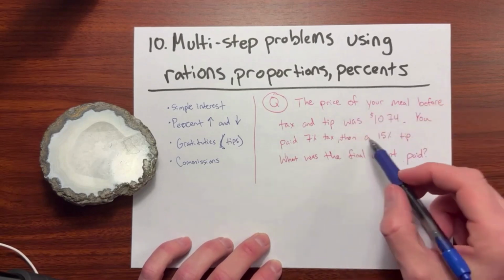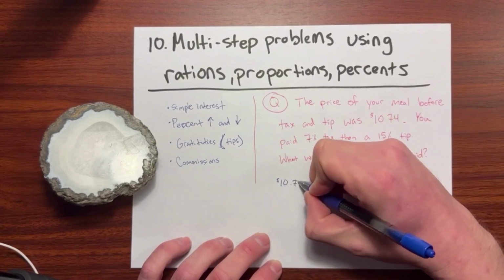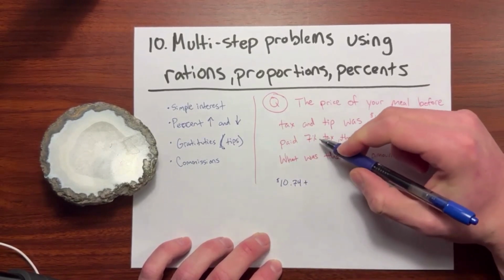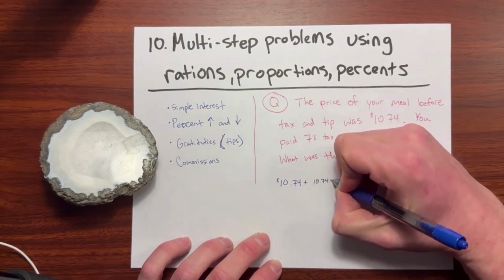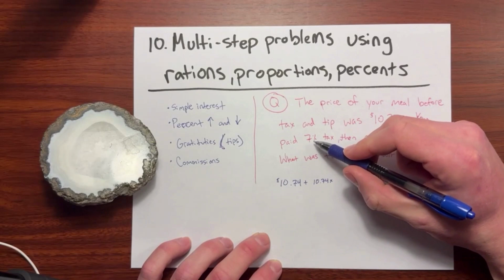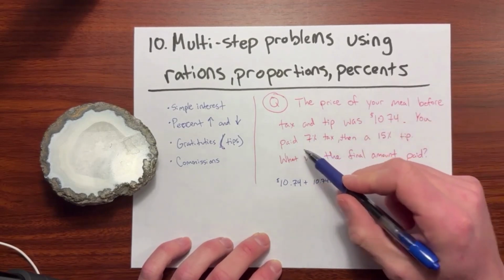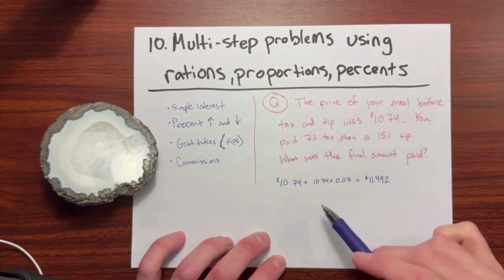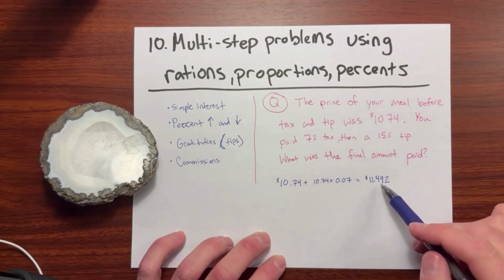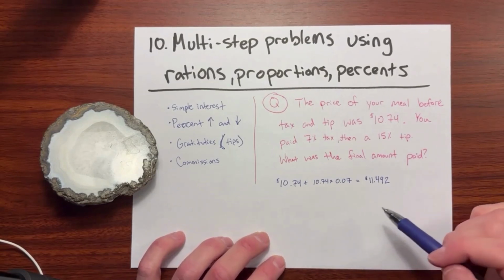So we'll go ahead and first we need to add on this tax. That would look like $10.74 plus 7% of 1074. So we do 1074 times, and remember if we're working with percents, then we need to turn that into a decimal, so move the decimal spot 2 places, and we'll end up with $11.492. I'm going to leave an extra decimal there just to carry it through and then round off in the final spot.